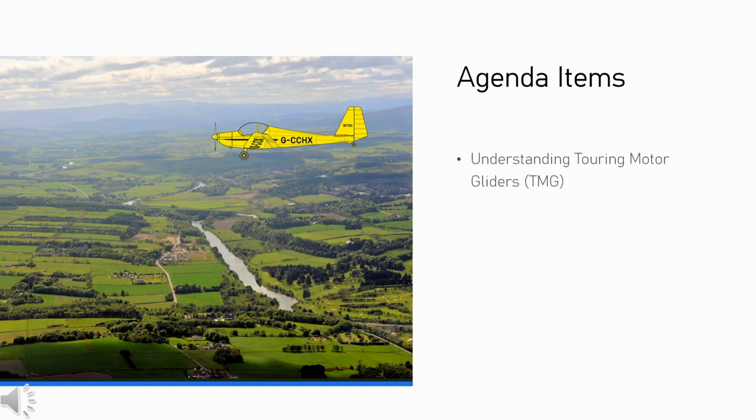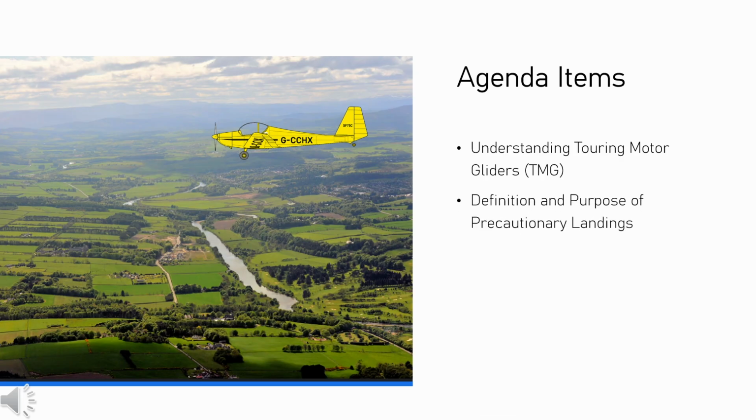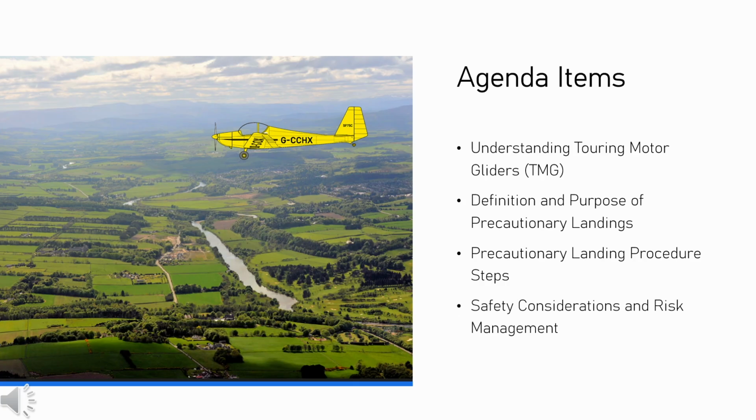We will begin by understanding touring motor gliders and their typical operations. Next, we will define precautionary landings and the pilot's decision-making involved. Then we will detail procedural steps from site selection to touchdown. Finally, we will cover safety practices and risk management to encourage safe landings.